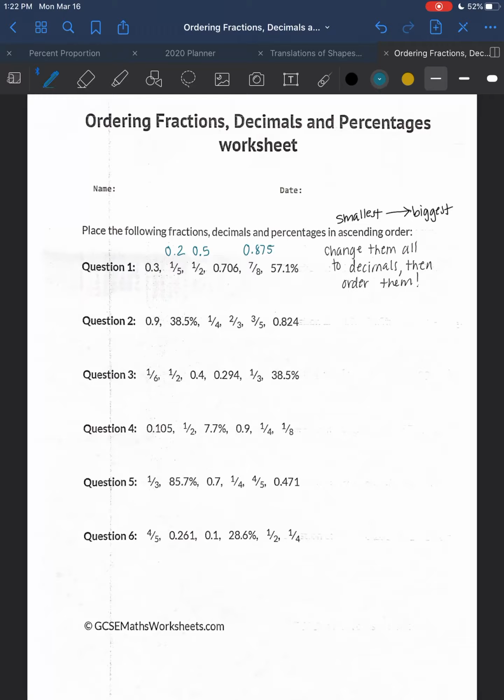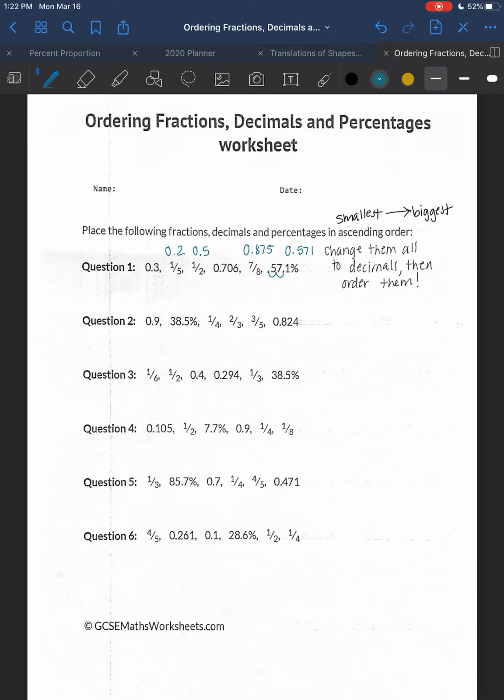And then something new we talked about today was changing a percent into a decimal. So how we do that is moving the decimal 2 places to the left, okay? So my decimal would now be 0.571. Okay, I moved it 2 places to the left, and you drop the percent sign when you do that. Okay, so now I have all of my numbers as decimals.